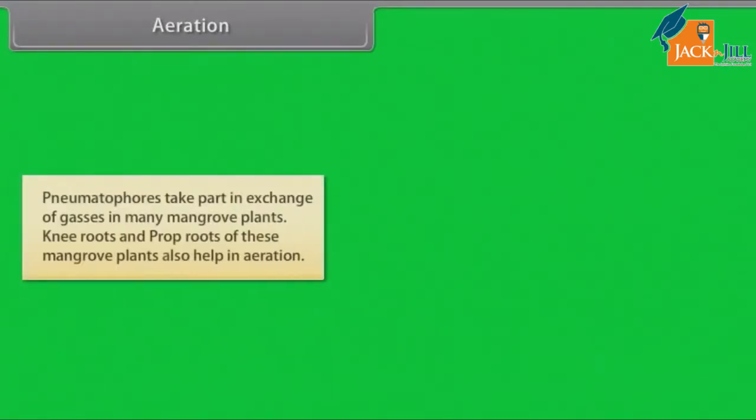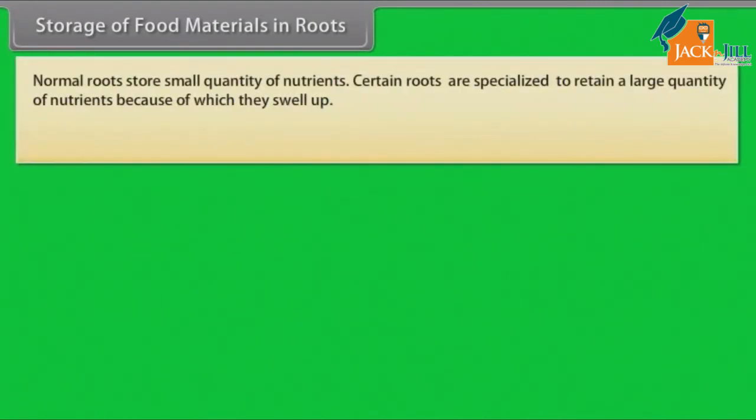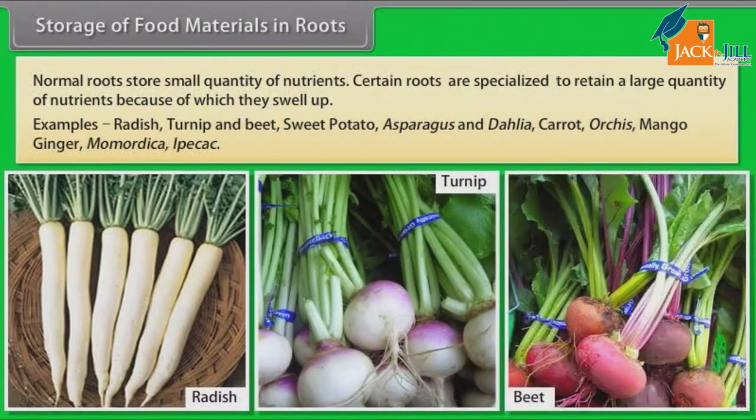Aeration. Pneumatophores take part in exchange of gases in many mangrove plants. Knee roots and prop roots of these mangrove plants also help in aeration. Storage of food materials in roots. Normal roots store small quantity of nutrients. Certain roots are specialized to retain a large quantity of nutrients because of which they swell up. Examples: radish, turnip and beet, sweet potato, asparagus and dahlia, carrot, orchids, mango ginger, Momordica, ipecac.